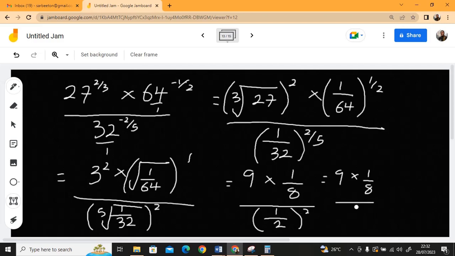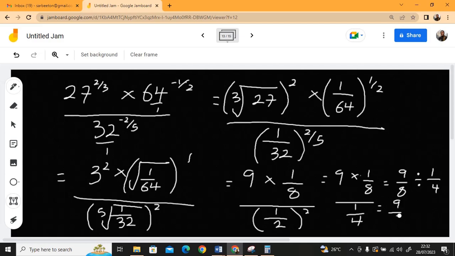over 1. 1 times 1 is 1. 2 times 2 is 4. So you can proceed. This 9 times 1, this one will multiply one number at the top. 9 times 1 is 9 over 8. Now, this over means divided by 1 over 4. Get that logic? Over means divided. You know it's division. So you can go further in your primary school.